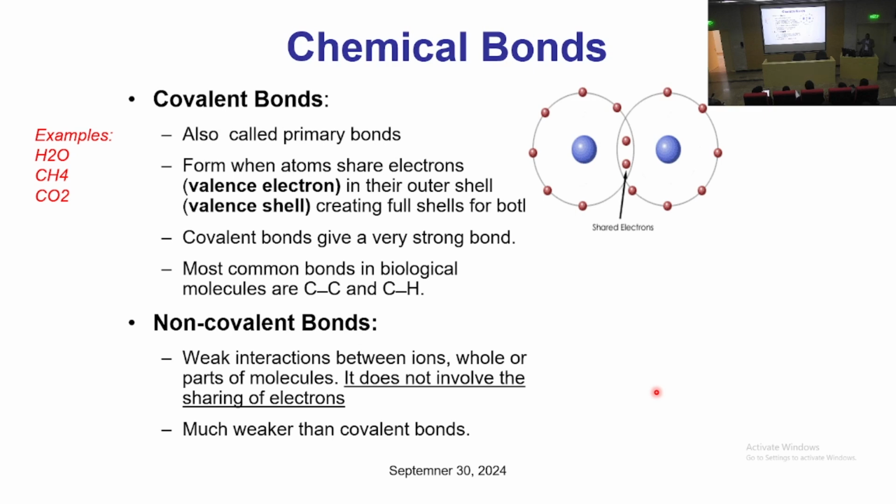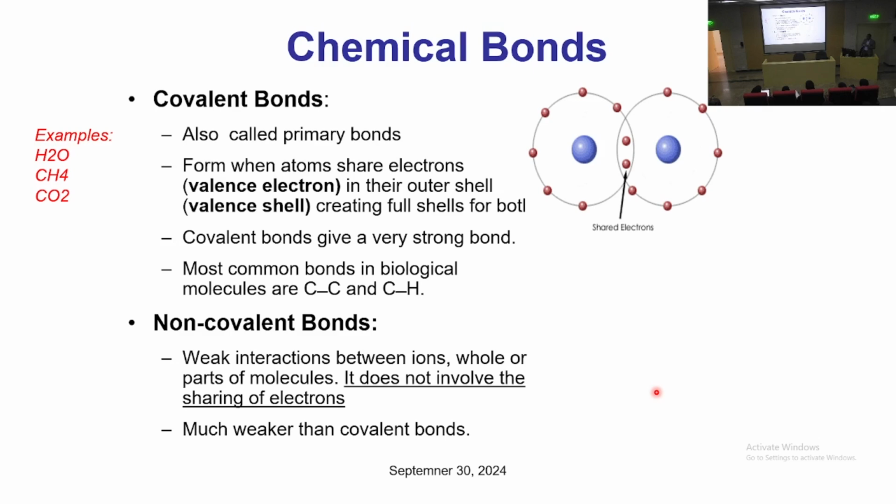So we'll start with the covalent bond. It is the strongest bond. It's very strong. To break the covalent bond, you need a lot of energy. And that's why it's also called primary bond.